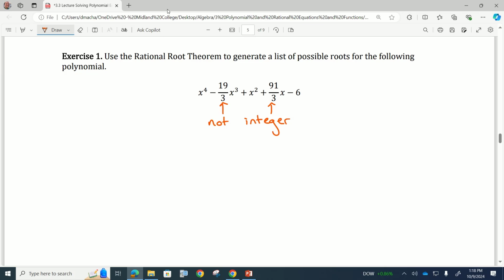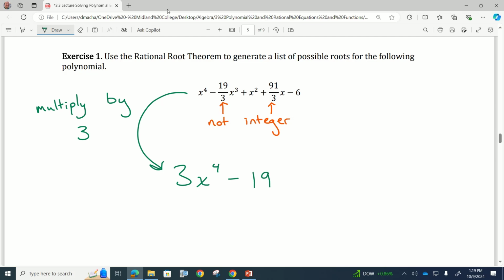There is a way around this, though. And what we're going to do here, in order to make a list of the possible roots, is I'm going to take this whole polynomial and multiply the whole thing by 3. And if I multiply this by 3, I get 3x to the 4th power minus 19x cubed plus 3x squared plus 91x minus 18.